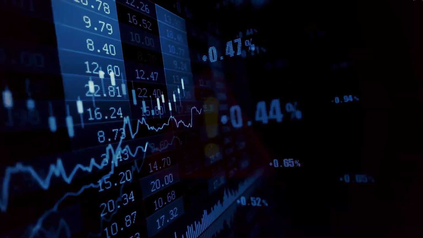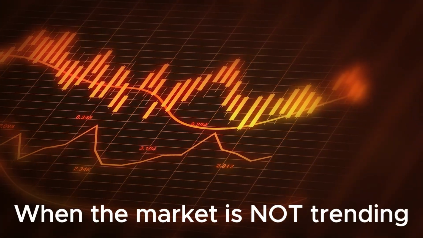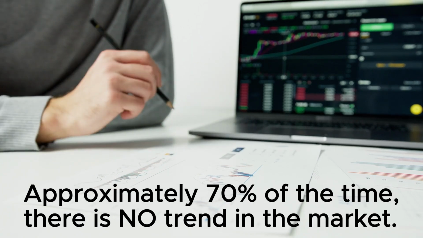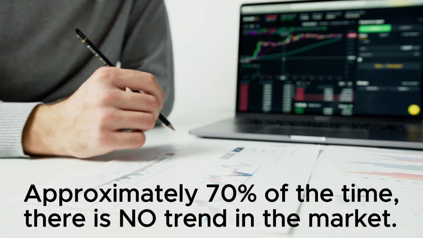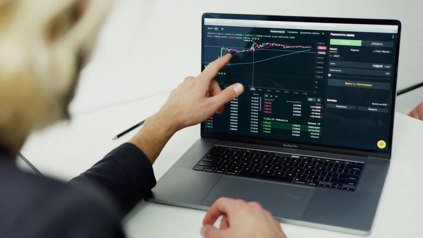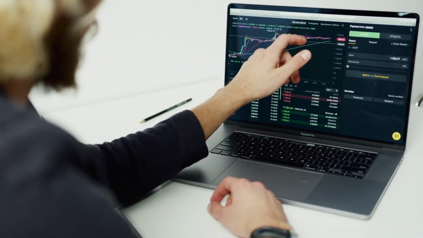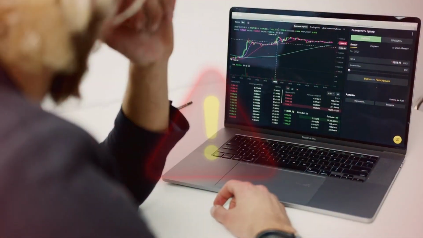Majority of your losing positions happen when the market is not trending, and unfortunately, based on research, approximately 70% of the time there is no trend in the market. In other words, most of the time the price is in a trading range and moving flat in a consolidation period. That's exactly when the majority of false signals happen.